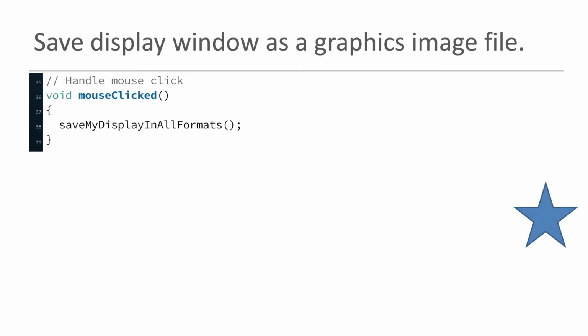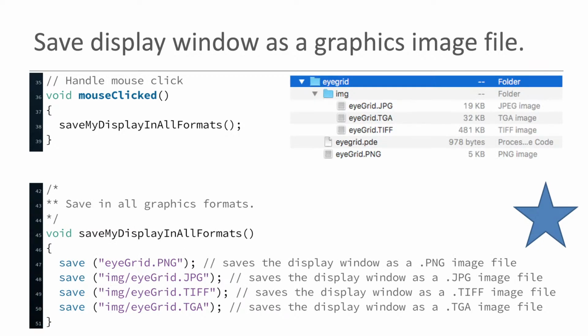So I'm not quite sure how we're going to save those graphics at this moment in time. What I do know is that when I click on the mouse, I want it to save image files in different file formats. So now let's look at how we might implement that. Well, I am writing my own method. My method is called save my display in all formats.